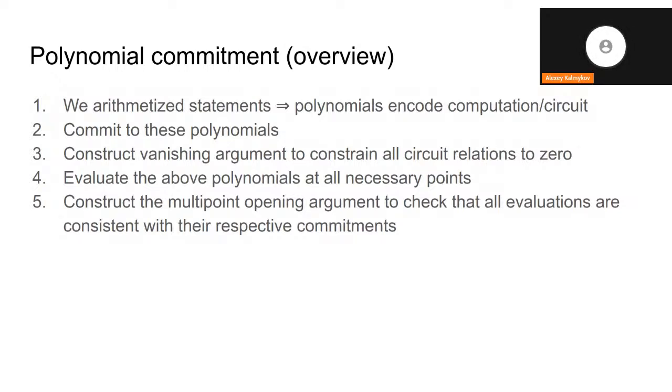Again, the idea is that after the arithmetization, we commit to the polynomials that we get, and we construct a so-called vanishing argument. A vanishing argument is basically an argument that certain polynomials are zero. And this is exactly where the low-degree Schwarz-Zippel lemma comes into play. Then the verifier evaluates the polynomial at a certain point, and we construct the opening that can be checked with respect to the commitments.